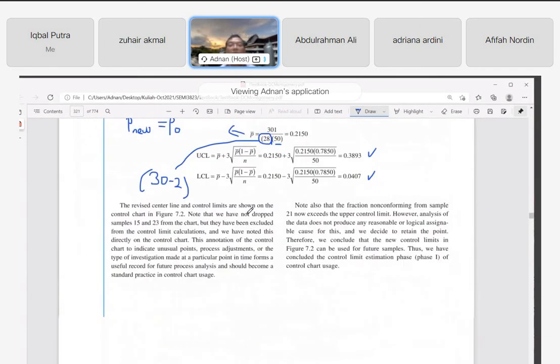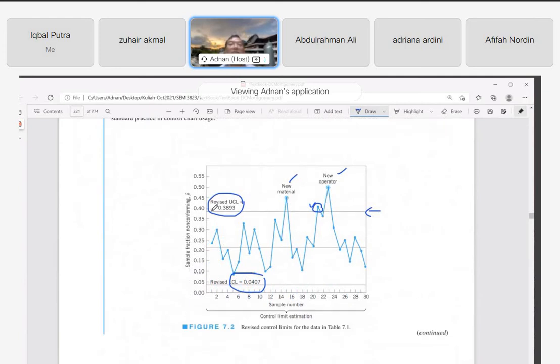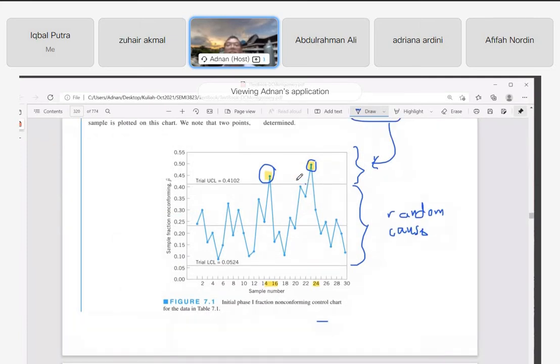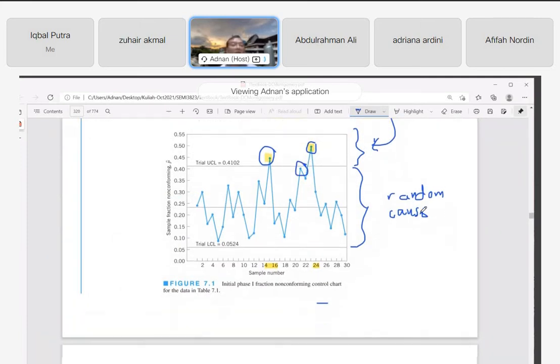4.410. So it was somewhere here, very close to the control limit. This one, very close.